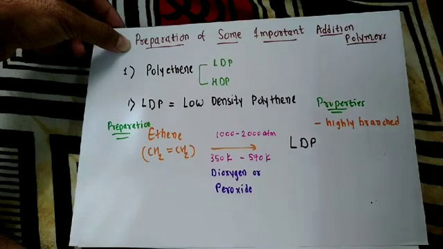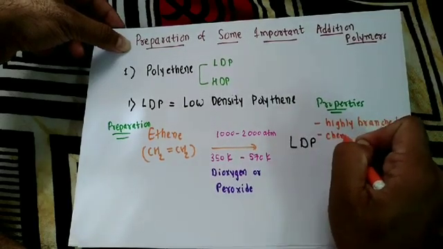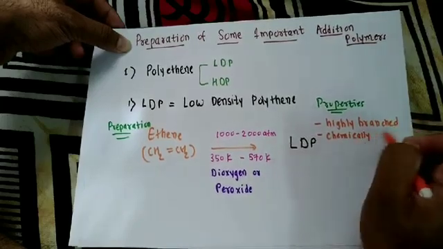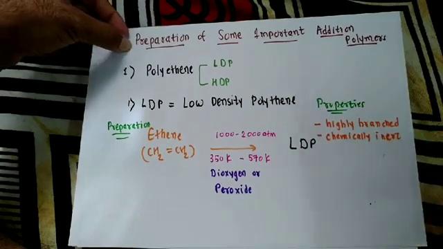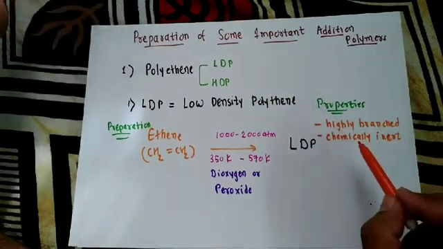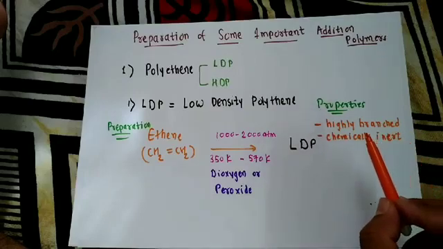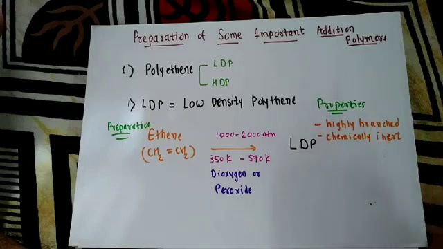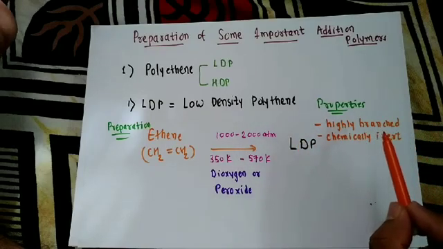The second property is that LDP is chemically inert. What does chemically inert mean? It cannot react easily with other chemicals. It is not that reactive, so it cannot easily react with another chemical. That means it is chemically inert.